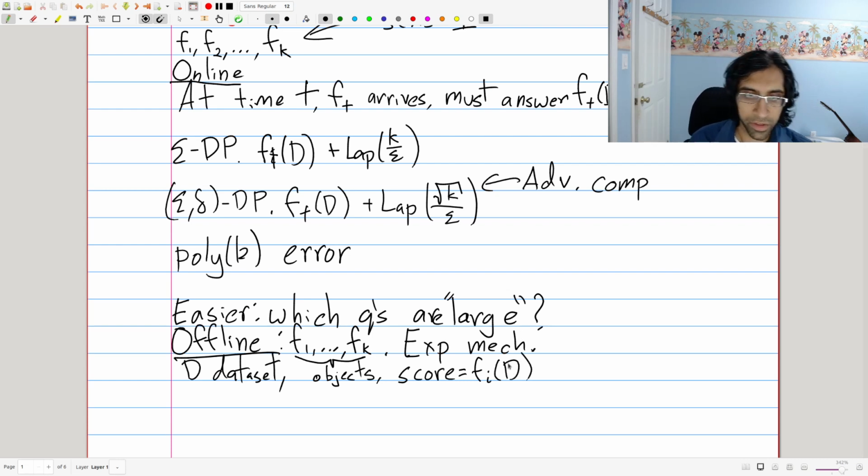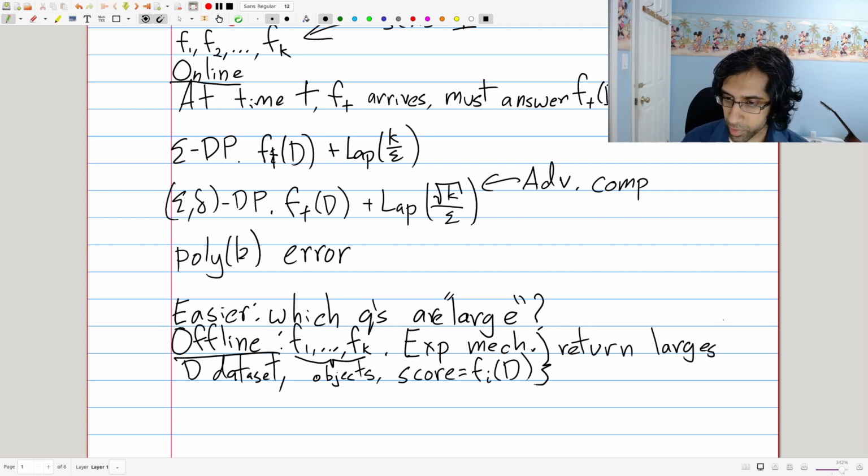So now what would we get if we use the exponential mechanism? We would get something which has approximately the largest possible value of any of them in the set of objects. So it'll return the largest query, really, approximately. So now this will give us the largest one, and then if we want to find the second largest one, we could just run it again, and so on.